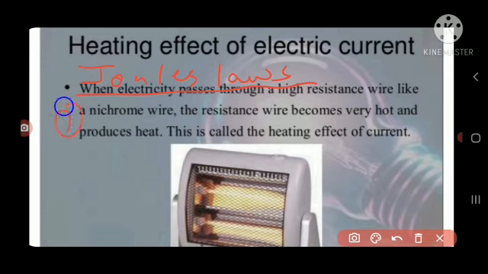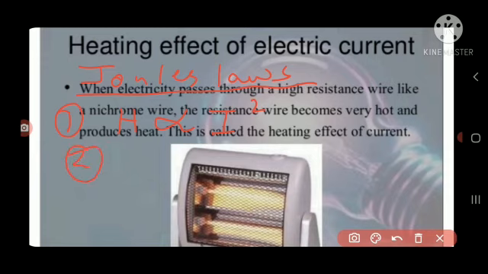First one, heat produced is directly proportional to the square of the current flow. That means the greater the amount of current flow, the greater will be the heat generated.